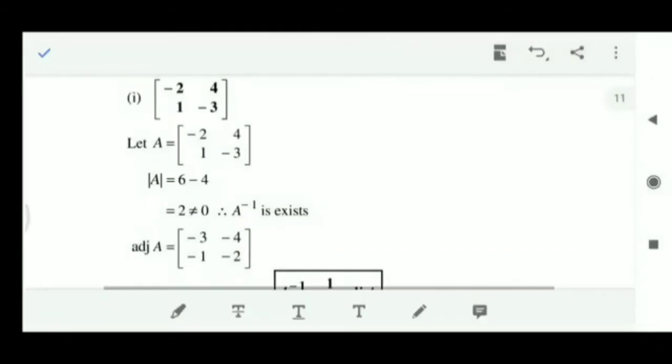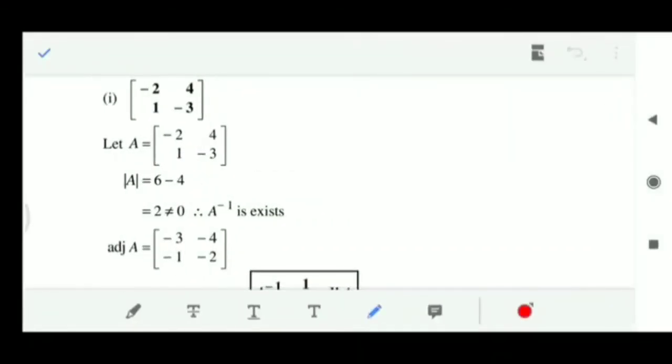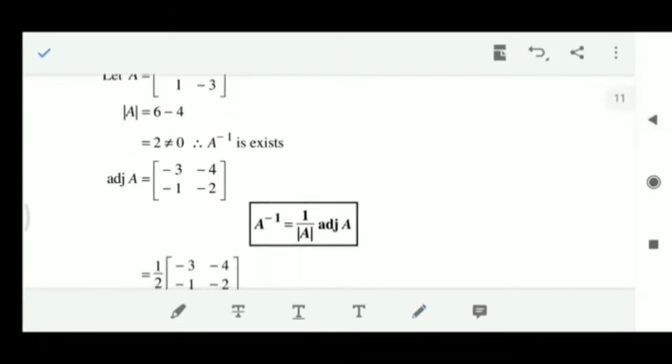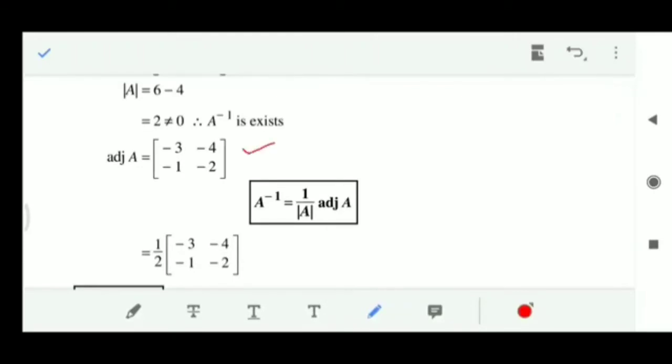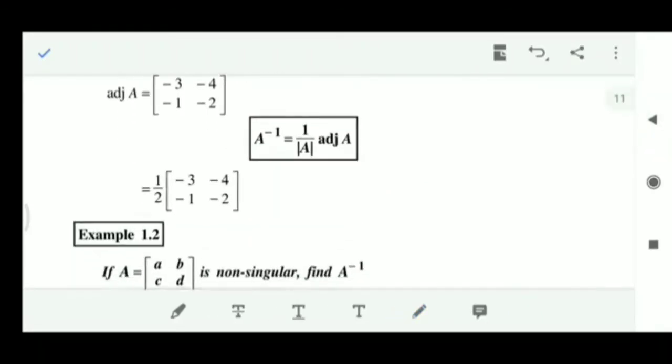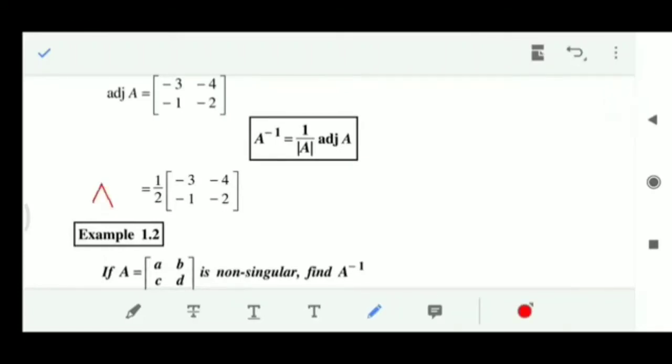Then the second step is we have to find the adjoint of A. You will get the adjoint of A straight away by simply transposing the leading diagonal, minus 3 minus 2, and you change the sign of the second diagonal. You will get the adjoint of A, that is minus 3 minus 4 minus 1 minus 2. Then to find the A inverse we have the formula 1 by determinant of A into adjoint of A. The determinant value is 2, so 1 by 2 into the matrix minus 3 minus 4 minus 1 minus 2, which is the answer, that is A inverse.